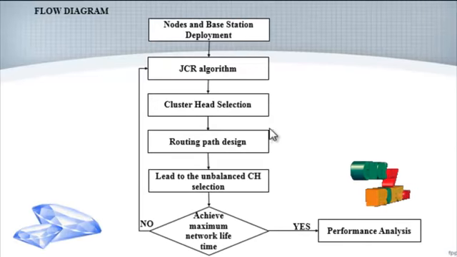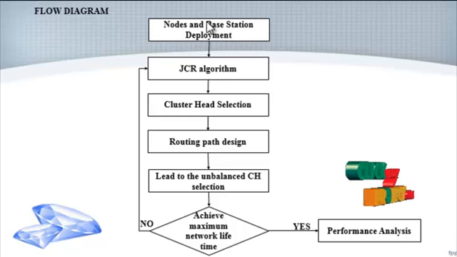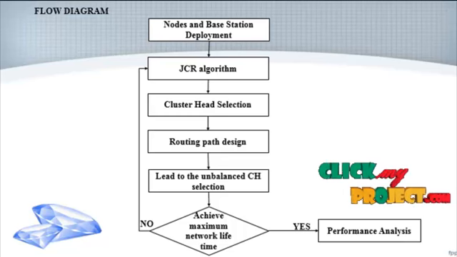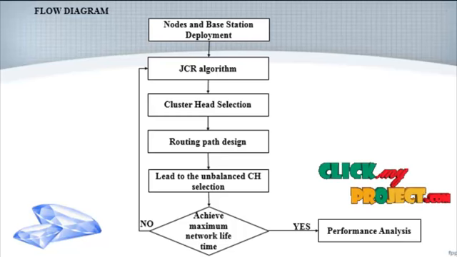Let us discuss the flow diagram of the product. First of all, the first step is node and base station deployment. In this node and base station deployment, dynamic clustering provides a promising solution for data collection in large-scale wireless sensor networks. Sensor nodes are grouped into clusters, which have a leader called a cluster head.